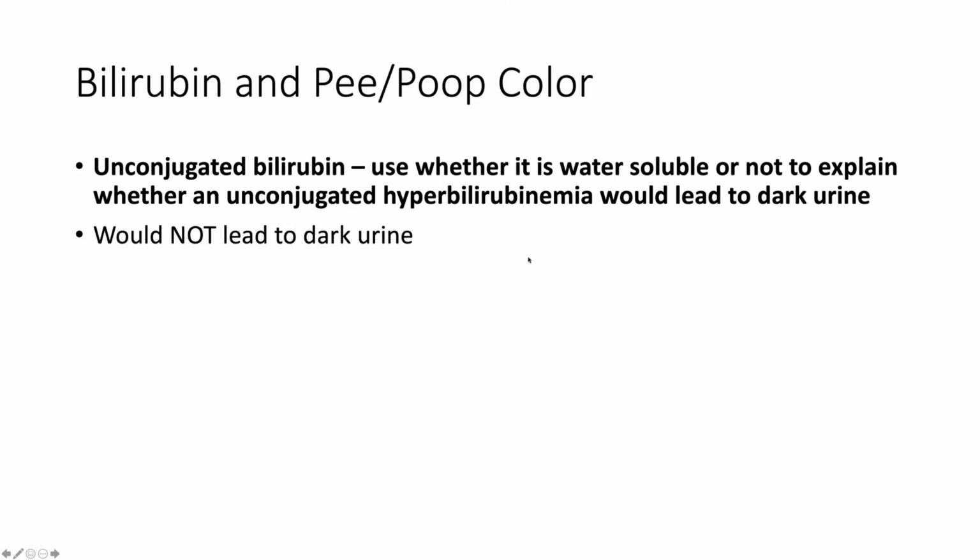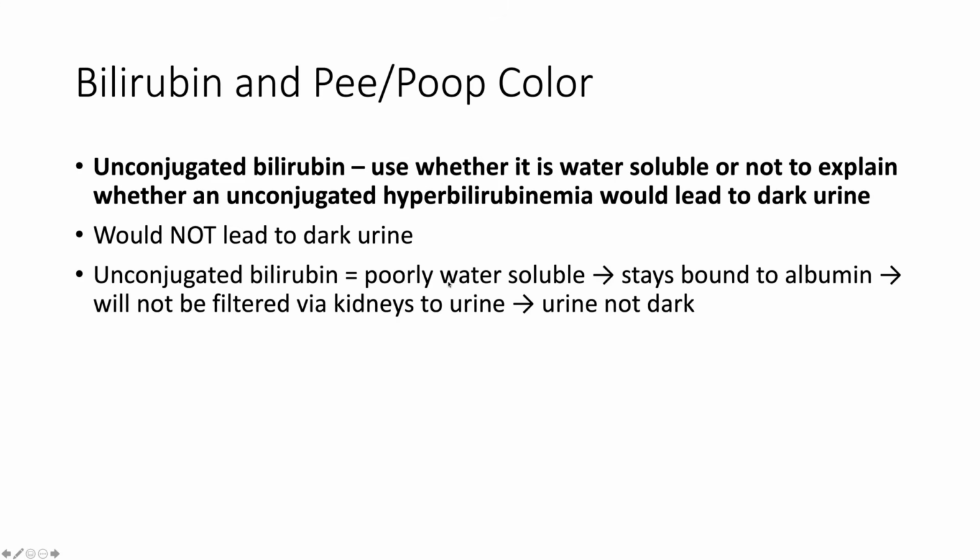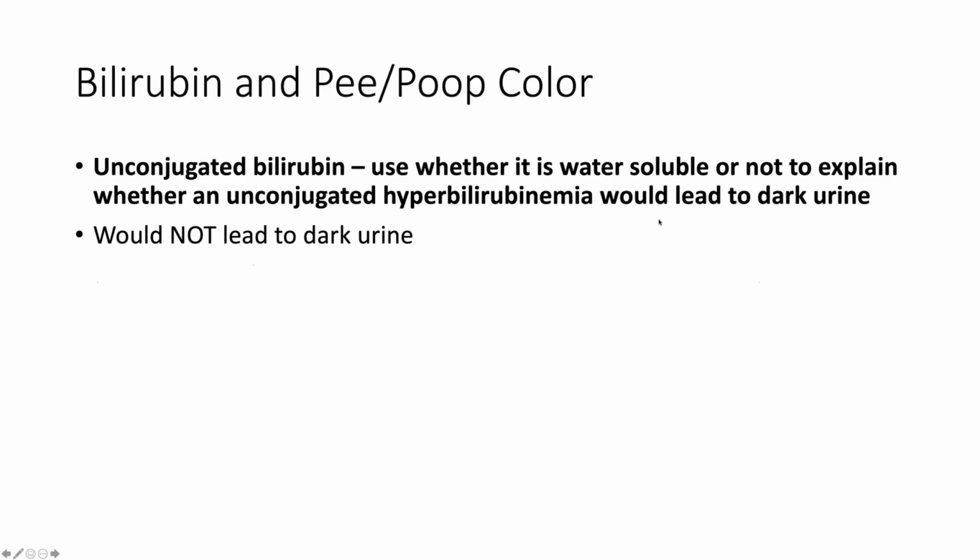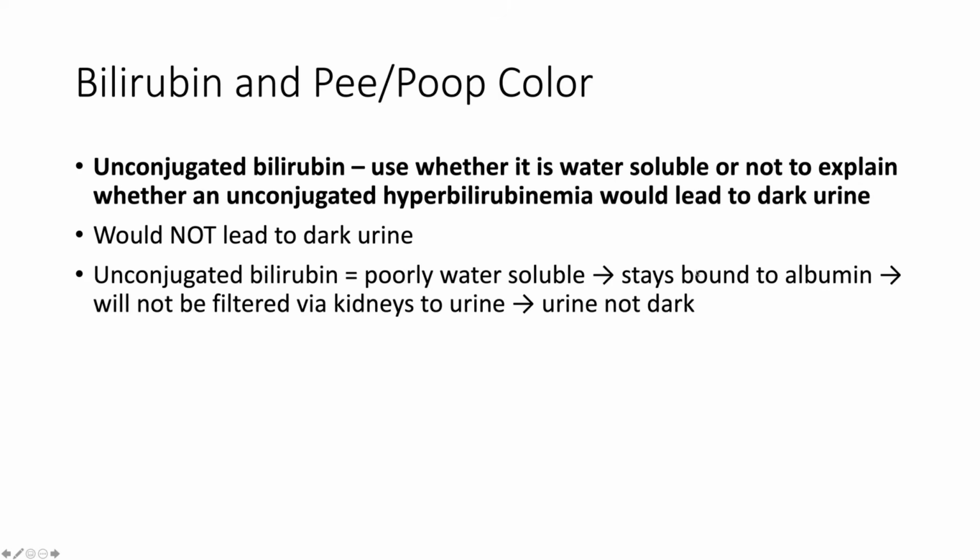I love the thought process, but yeah. So it's poorly water soluble, and because of it, I want you to tell me why it would not lead to dark urine, because your reasoning was correct. It was just the final step. So we said it's not water soluble, so then it is not going to be excreted in the urine, so it's going to stay in the blood. Perfect. Yeah, because it stays bound to albumin. Most nonpolar things in your blood are bound to albumin, in general. Bilirubin being one of them.